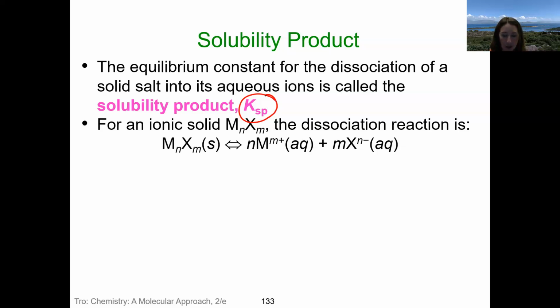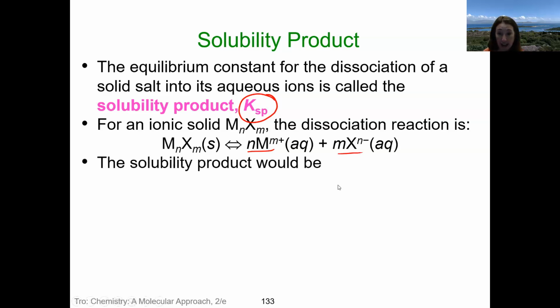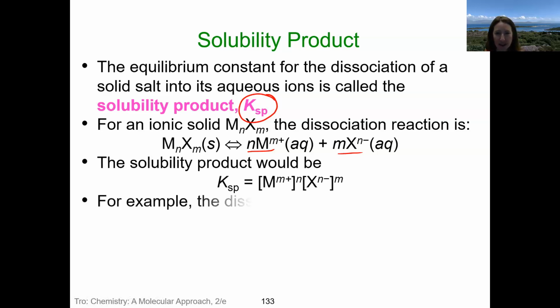Let me just use, well, let's use a real one. So this is just like a metal, non-metal. So it's going to dissociate into the metal and the non-metal. So if we look at our solubility table, I'm going to show you a real one because sometimes people don't like the pluses and the minuses.